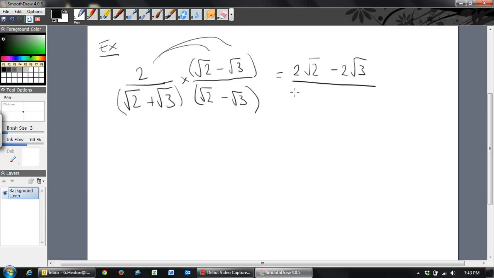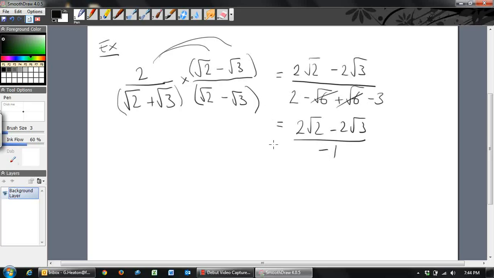What's root 2 times root 2? It's 2. What's root 2 times negative root 3? It's negative root 6. What's positive root 3 times root 2? It's root 6. And what's root 3 times negative root 3? It's just negative 3. So what do we get? We get 2 root 2 minus 2 root 3 over, that cancels, 2 minus 3 is negative 1.